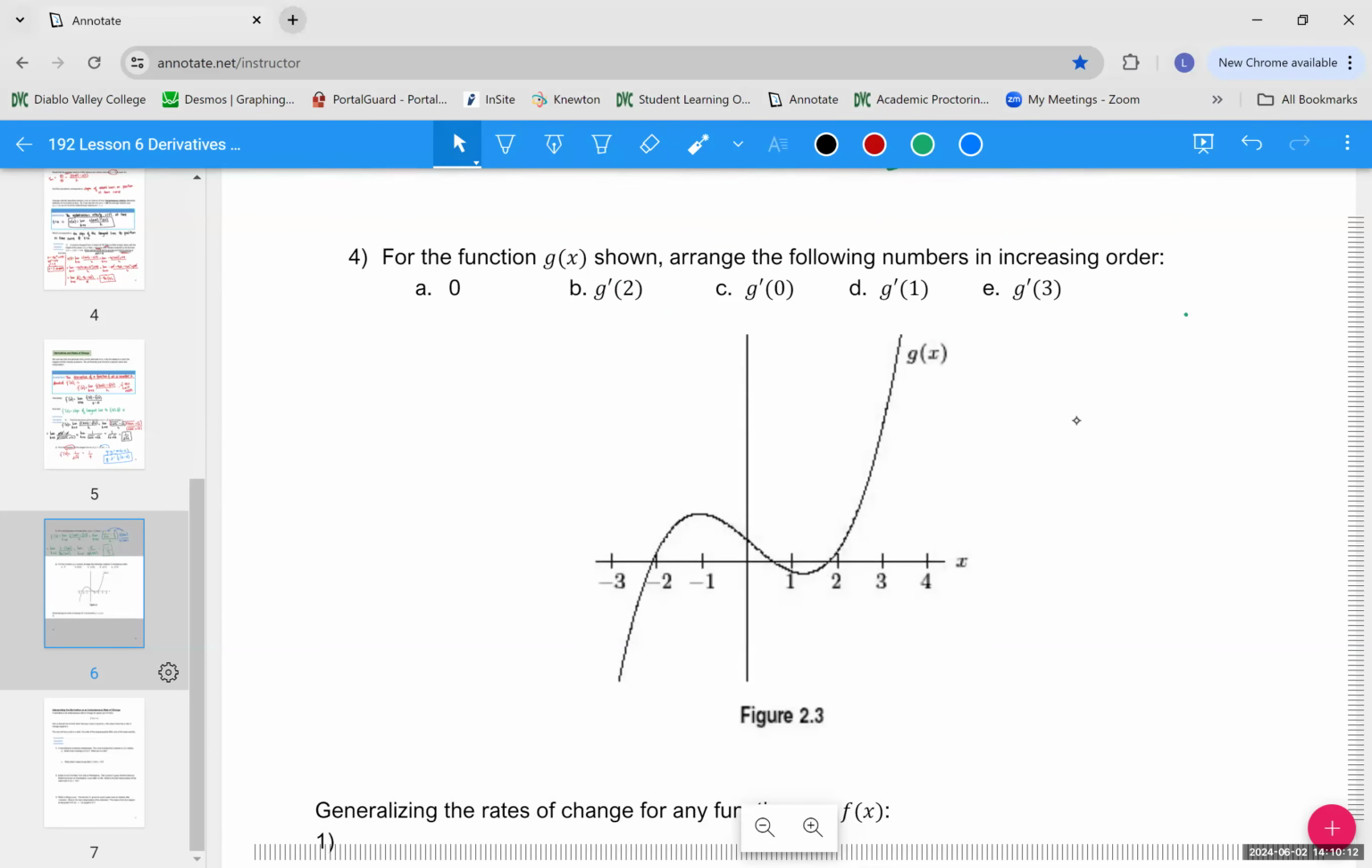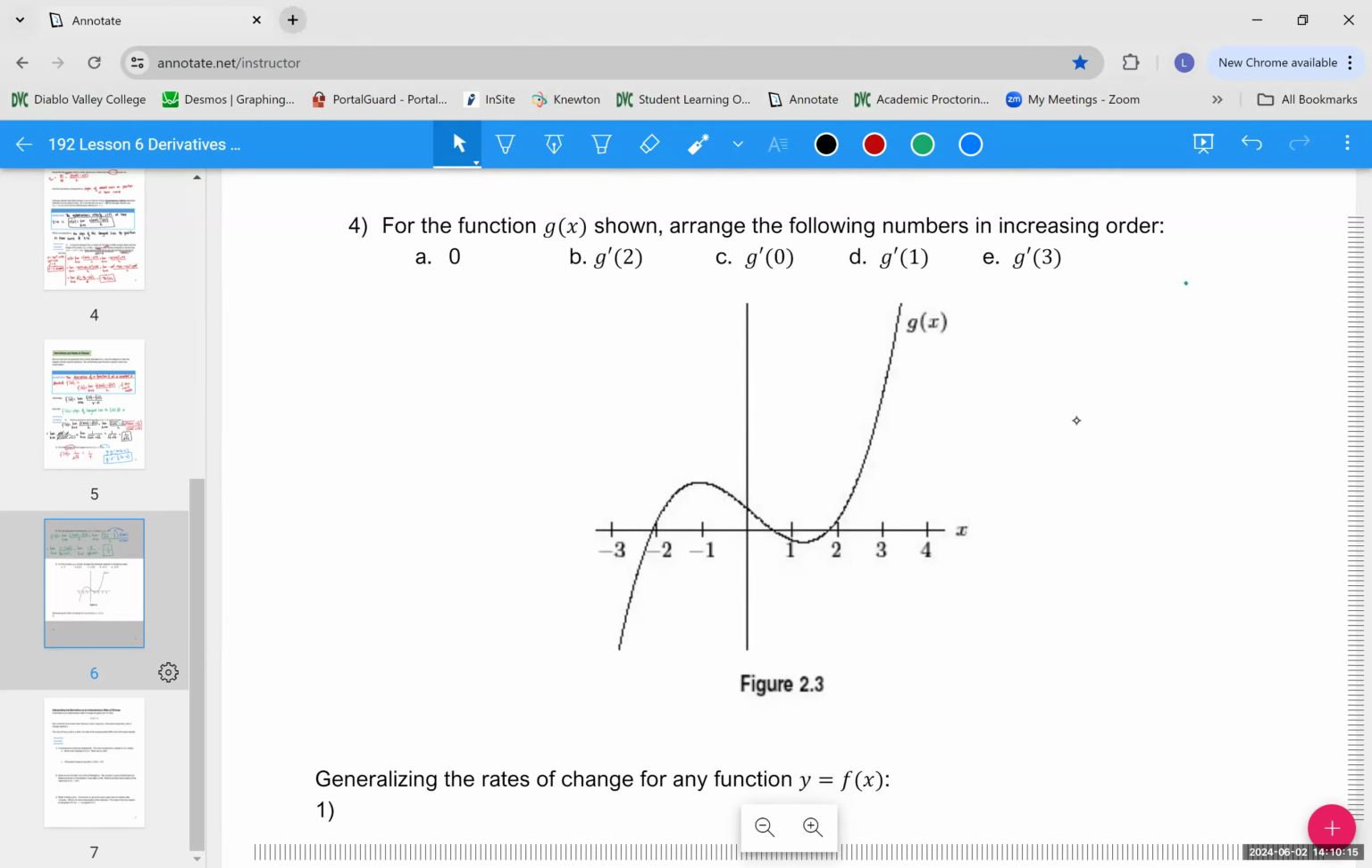Okay, one more question here, following along the same idea of the interpretation of the derivative as the slope of the tangent line. Here is a graph of g of x, and you are going to try to put these numbers that are listed here in order from smallest to biggest. So one of the numbers is just plain old 0. The next one is g prime of 2. So what that means, if you want to go over to the 2 on the function and you want to kind of think about the slope of the tangent line there. I mean, it's positive, right? So it's definitely going to be bigger than 0.